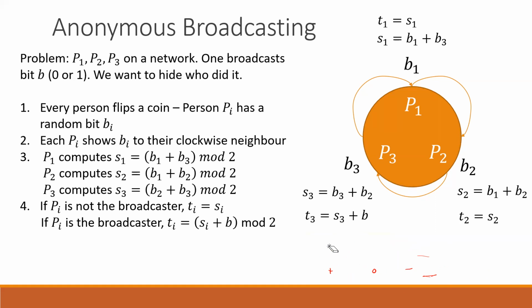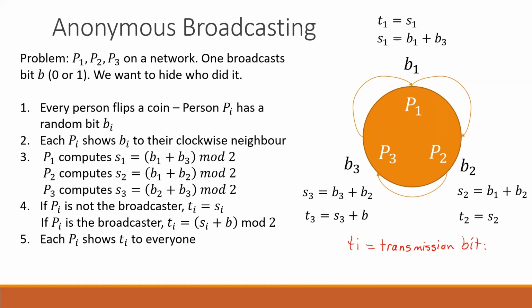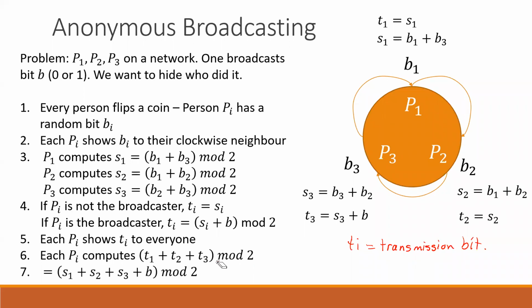So all of that being said, TI is the transmission bit. Once they all compute their transmission bit, everybody broadcasts their transmission bit to everyone else. And then each person sums up all the transmission bits mod 2. So that's equal to S1 plus S2 plus S3 plus B mod 2.